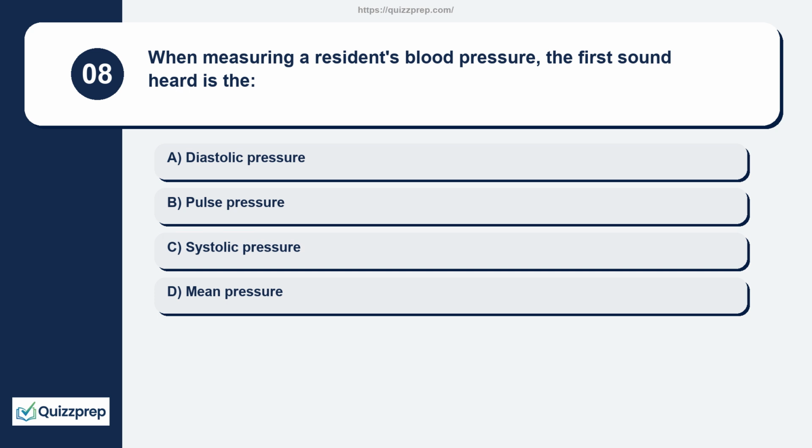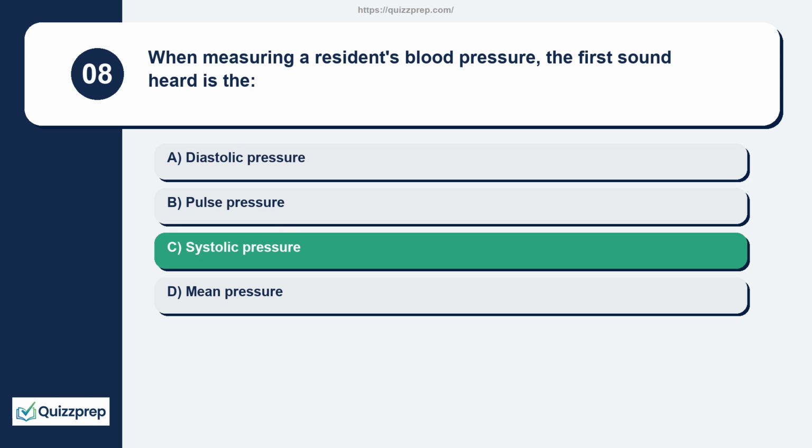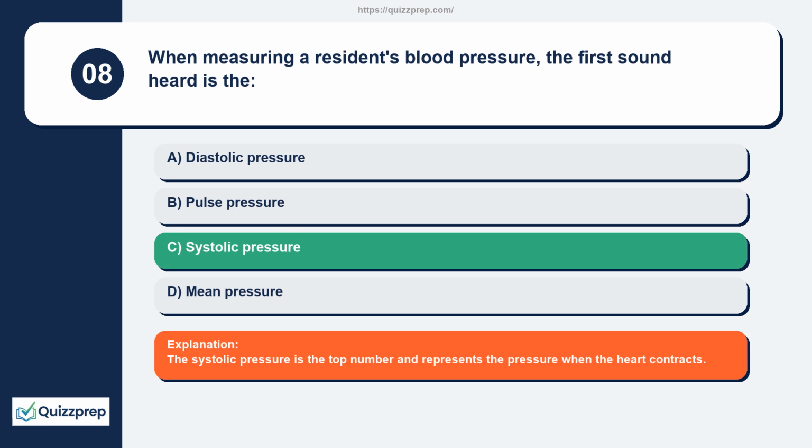Question 8. When measuring a resident's blood pressure, the first sound heard is the: diastolic pressure, pulse pressure, systolic pressure, mean pressure. The systolic pressure is the top number and represents the pressure when the heart contracts.